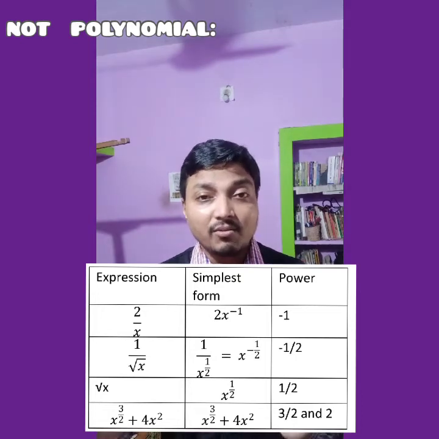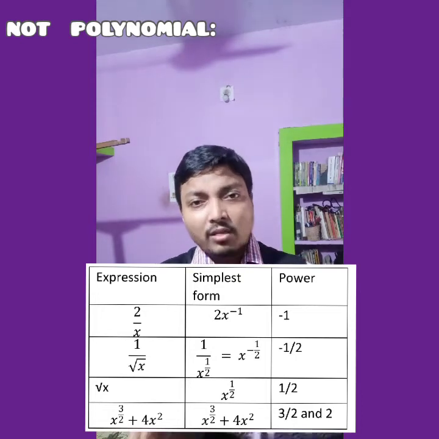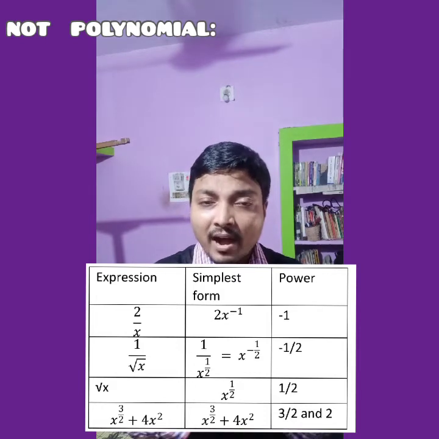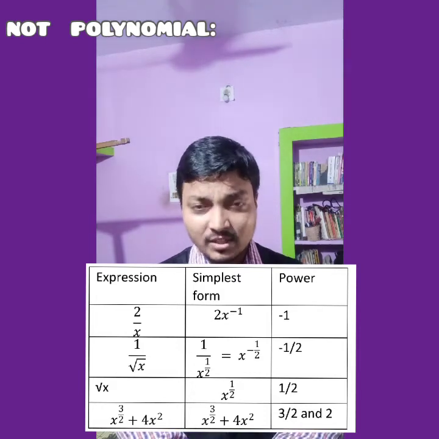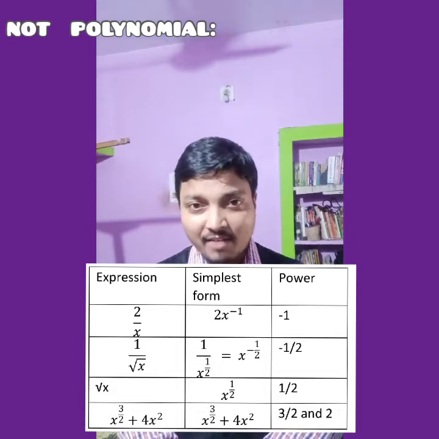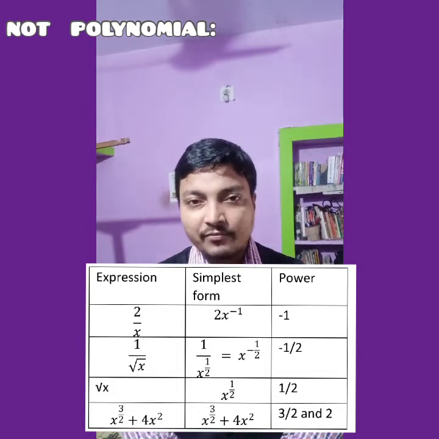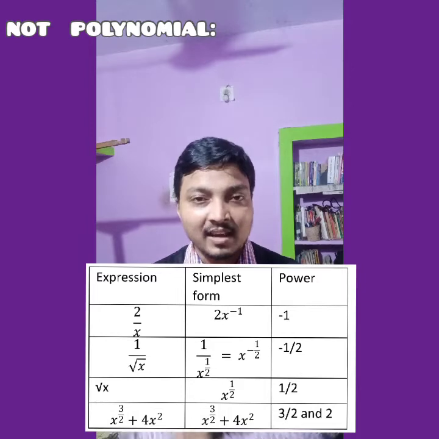But my rule said that all the variables should have powers that are whole numbers. Here, whenever even one fails, we cannot call it a polynomial. Understood? So now we will discuss the terms.